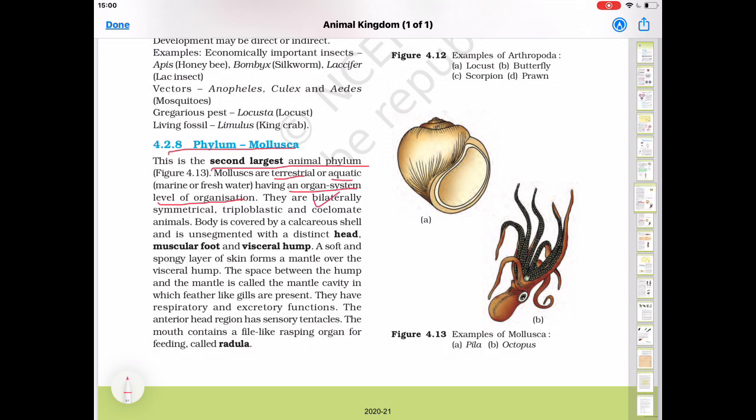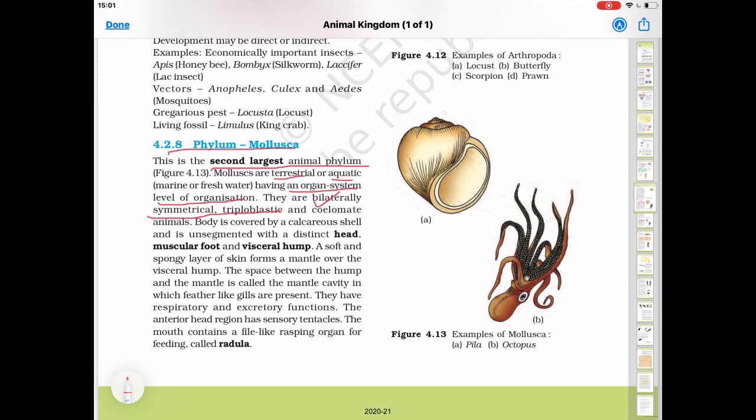They are bilaterally symmetrical, that is, their body can be divided into two parts through one plane only. They are triploblastic, that is, they have three germ layers: ectoderm, mesoderm, and endoderm. And they are coelomate animals, that is, coelom is present. What is coelom? The mesoderm lined cavity is known as coelom.